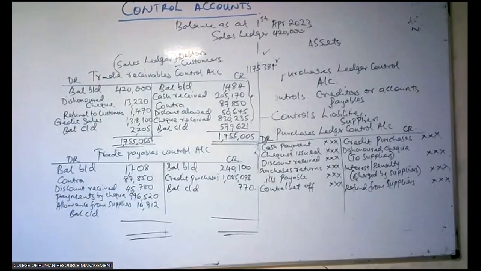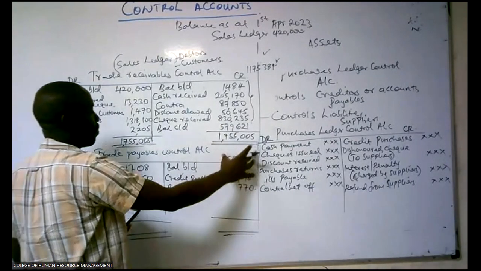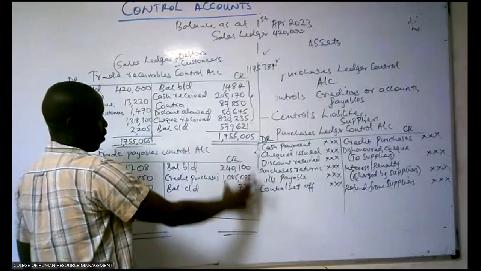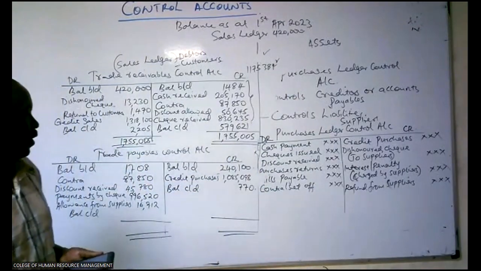You come here and do the same. This one, remember, is the liability. Liabilities, credit will be more than the debit. Add this credit first.